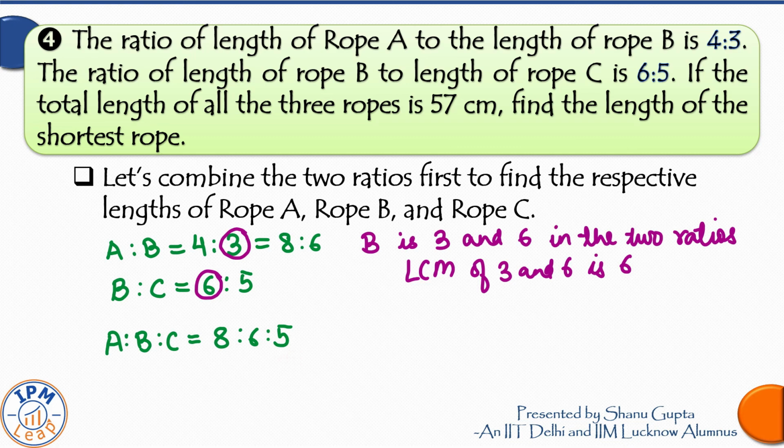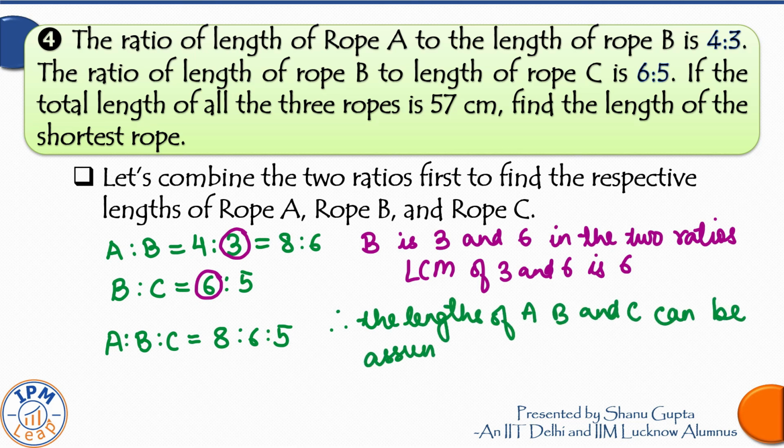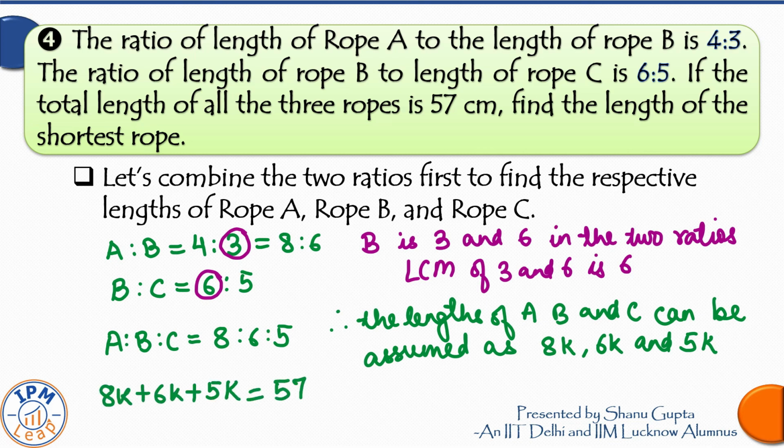Next, the lengths of A, B and C can be assumed as 8K, 6K and 5K. Total length of these three ropes is given to be 57. So we write 8K plus 6K plus 5K is equal to 57. 19K is 57. So the value of K is 3 cm.